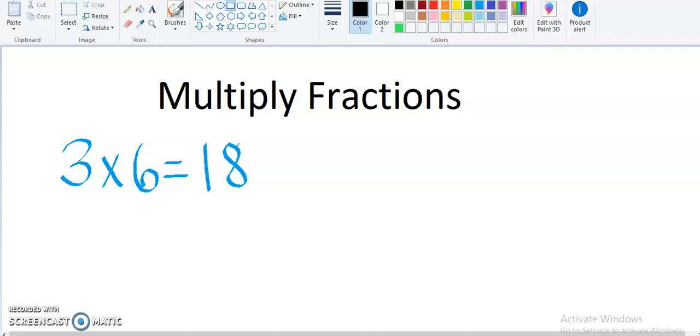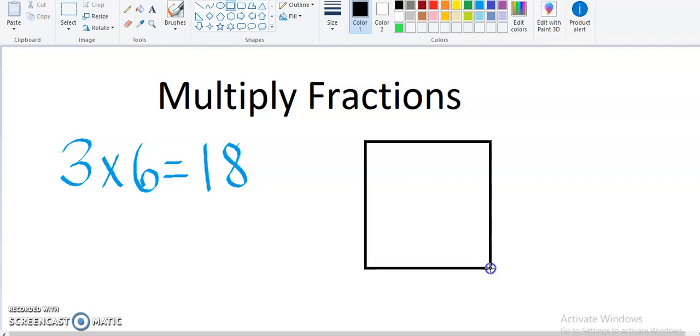Welcome. This video is on multiplying fractions. We're going to start with whole numbers. So if we took the factors 3 times 6 equals 18, how would we model that with a rectangle? So I'm going to create a rectangle.